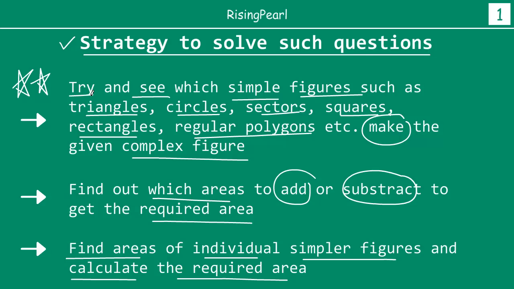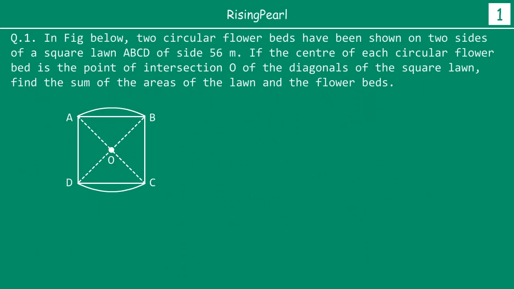So let's quickly recap. First, try and visualize which simple figures make up our given complex figure. Second, which is also very important, is to make sure that we understand which areas to be added and or subtracted to get the required area. And third really is to apply the formula, find the areas of the individual simpler shapes that you have broken your given figure down into, and calculate the required area based on what areas we should add and what areas we should subtract. So with these 3 steps in mind, friends, let's take a look at some of the questions.